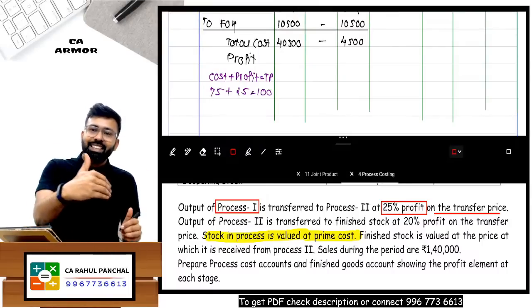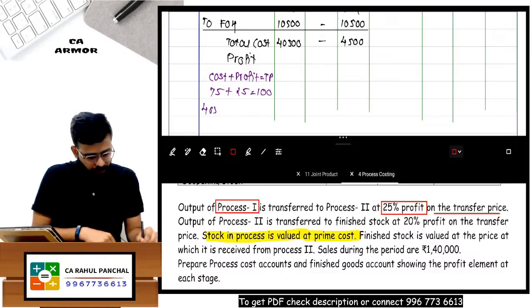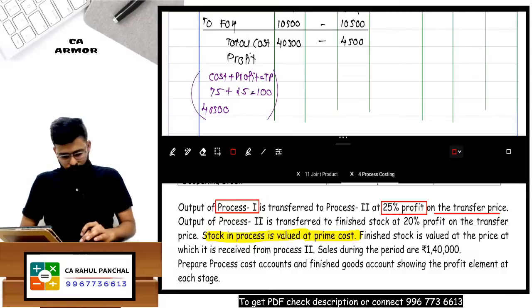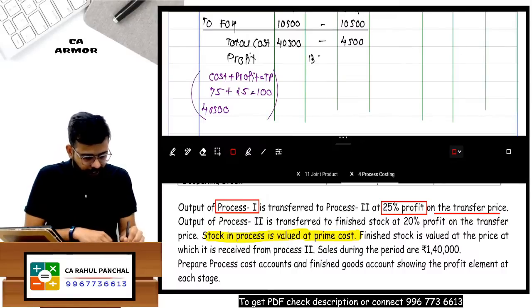Sir, out of these three things I know one thing, which is this 40,500. Okay sir, just cross multiply and get your profit. So sir, 40,500 into 25 divided by 75. Sir, I got 13,500 as profit.